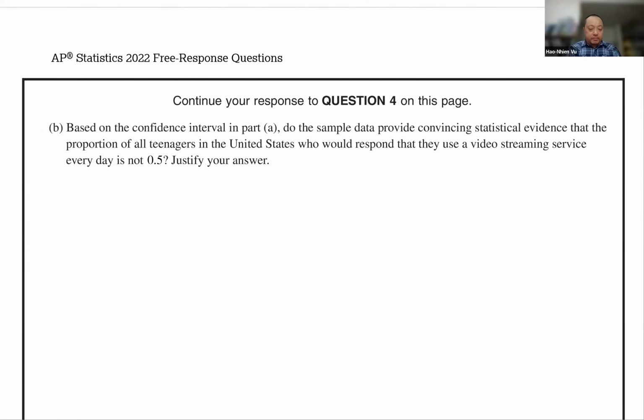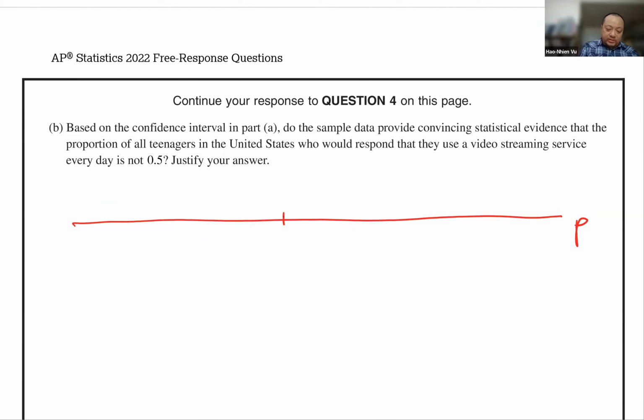All right. Based on the confidence interval in part A, do the sample data provide convincing statistical evidence that the proportion of all teenagers in the United States who would respond that they use a video streaming service every day is not 0.5? Justify your answer. All right, so here's the p-axis. And we're asking, can we be sure that it's not 0.5 based on the confidence interval?